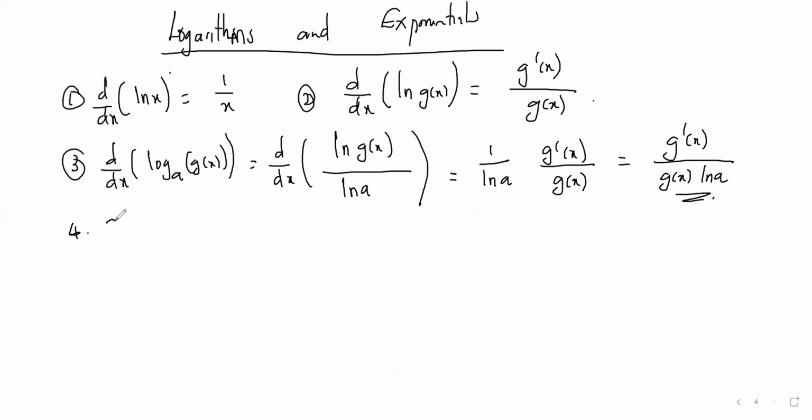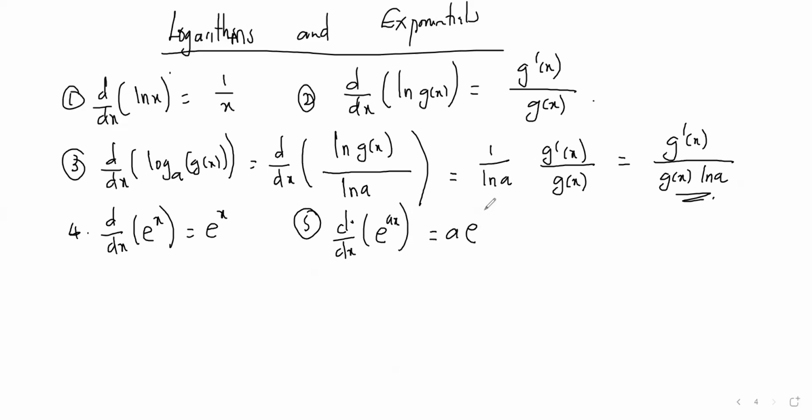Then you can also be asked to find the derivative of an exponential function, e^x. It will be e^x itself. How? Coming from here, e^(ax): I differentiate ax, I get a, and multiply by the whole function, so I get a times e^(ax).